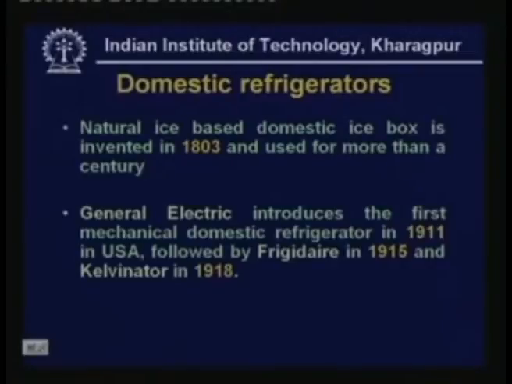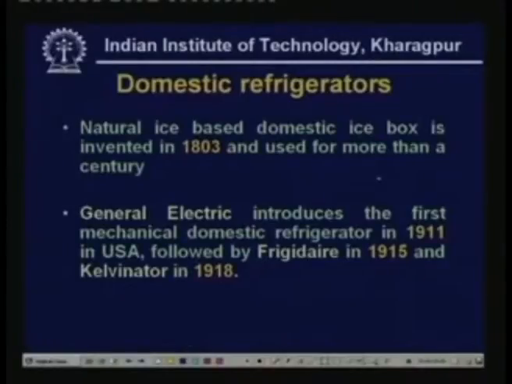Now let us look at development of domestic refrigerators. As you know very well, a domestic refrigerator is used for storing food products in houses, and everybody must have seen a domestic refrigerator. The early domestic refrigerator used to be called an ice box. That means what you have here is an insulated box, and ice is stored at the top.